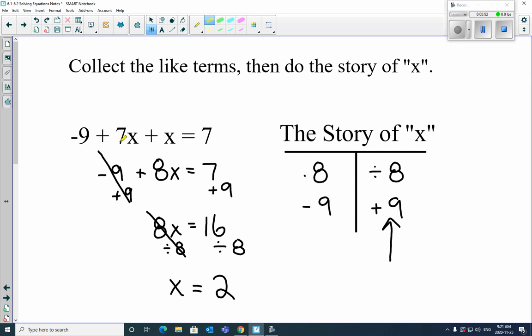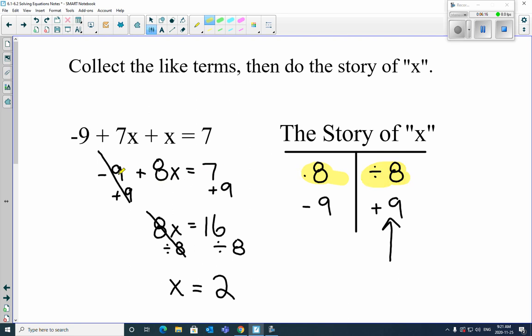Well, those are the same things. It would be like going for 7 x-rays and then going back for another x-ray. You end up having 8 x-rays. Okay, so we add those together. So here's our next line, negative 9 plus 8x equals 7. Now we can do the story of x. So let's look at x. What's the first thing that happened to x? Well, we multiplied by 8. So the opposite is to divide by 8, right? We multiplied by 8, then we divide by 8.